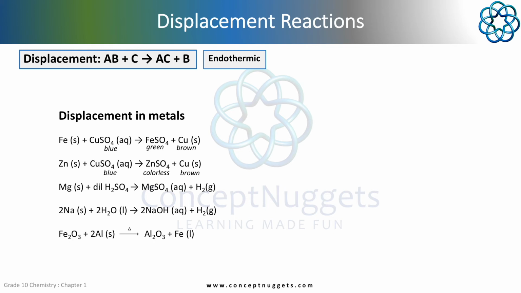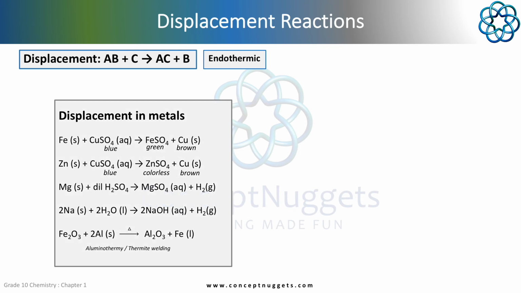Ferric oxide reacts with aluminium to form alumina and iron. This occurs at high temperature, and the process is called aluminothermy, or thermite welding. It is used for joining broken parts of iron machinery.